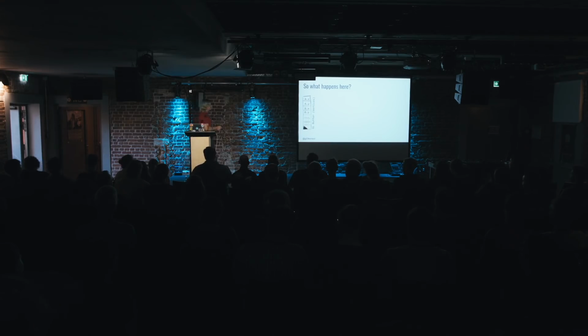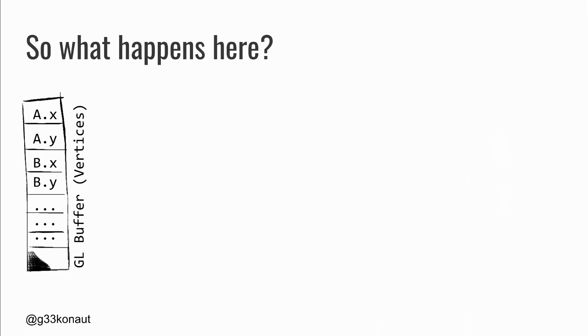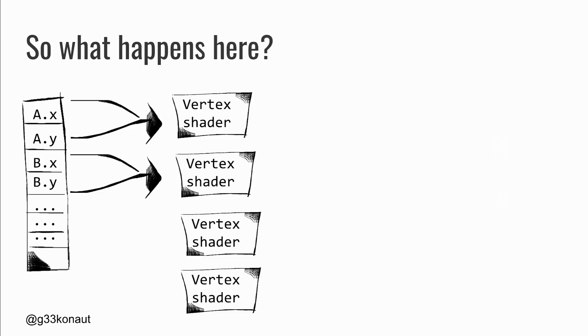So here we have our GL buffer. And this is the first point. This is point A. Its x coordinate, its y coordinate. B, x coordinate, y coordinate. C and D are down here somewhere. And the first thing that's going to happen when we start doing stuff with WebGL is this data is going to move into what is called a vertex shader. And basically, these vertex shaders, we're going to see what these boxes mean in a second.